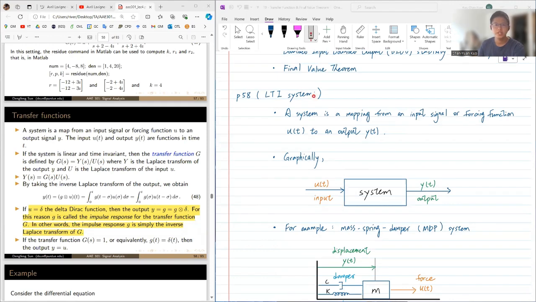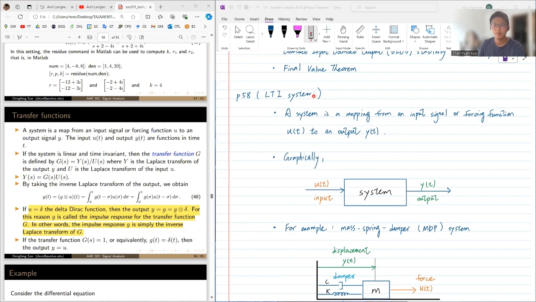First, what is a system? A system is a mapping from an input signal or forcing function u of t to an output y of t. Graphically, we can draw a block diagram to show the relationship between a system and its input and output.